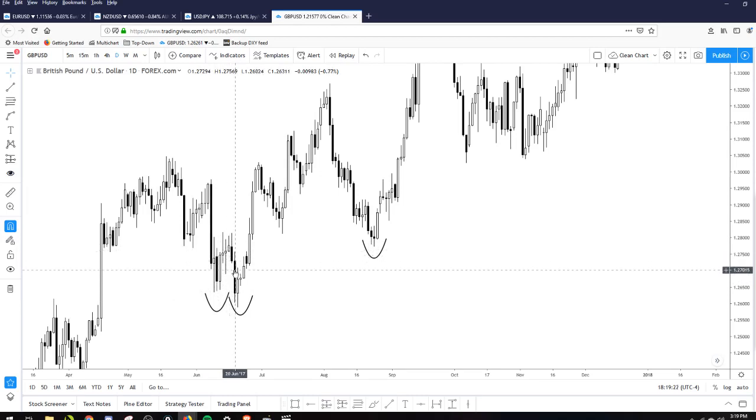So this is candle 1, 2, 3, and then 4, and then you're on the right side of this whole move. And then the same thing right here. 1, 2, 3, 4, right? Same thing right here. 1, 2, 3, 4, and you're on the right side of this whole move.